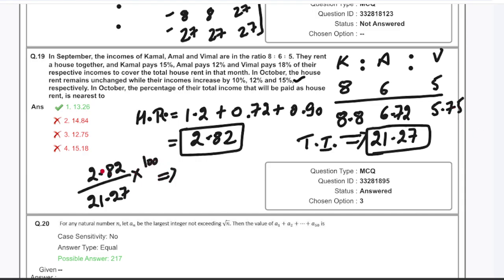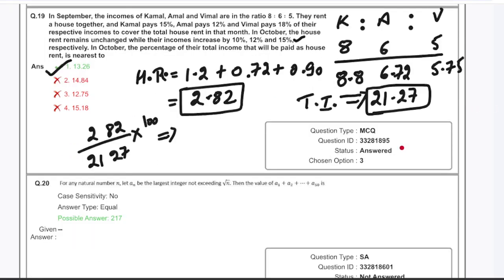Now the decimal point can be cancelled out because both are divided by 100. And by approximation, if I take 21 into 12.1, then I get 72. That means 13 point something. My answer should be 13.26. So we don't need to go into the exact calculation, but yes, in CAT you have the calculator, so you could easily do it, I believe. The answer is going to be 13.26.